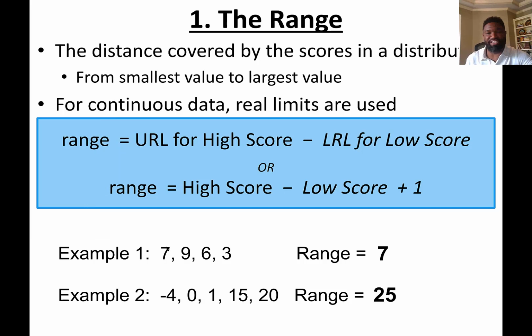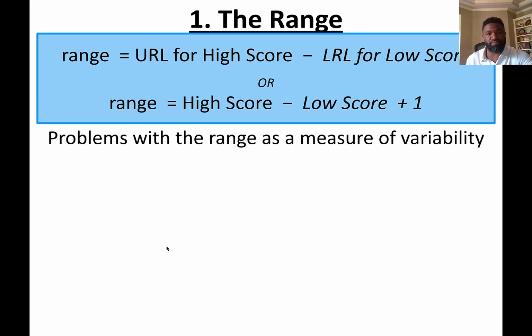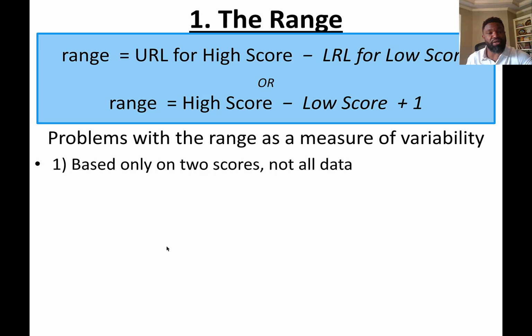Easy peasy, right? Calculating the range is one of the simplest things that you have to do. So high score minus low score plus 1 gives you what the range is. Now, the range has a couple of problems as a measure of variability, and one of them should be blatantly obvious to you given what we learned last time. The first problem with the range is it's based only on 2 scores, right? And so it's not based on all of the data, it's only based on those 2 scores.